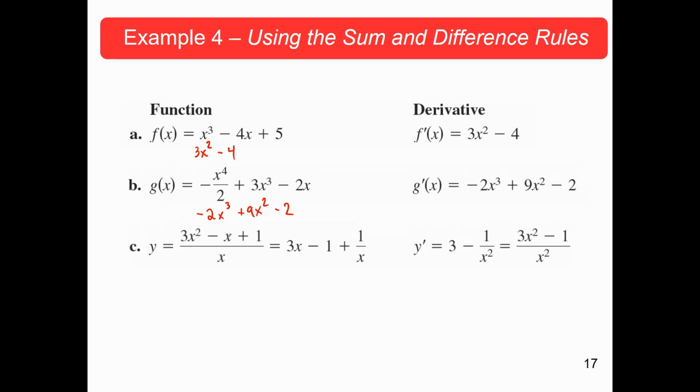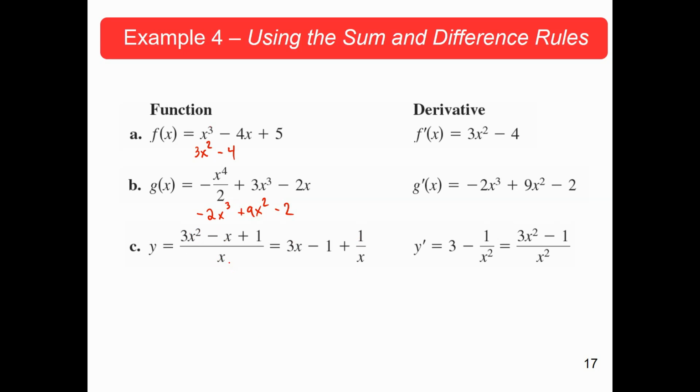Here we've got 3x squared minus x plus 1, all over x. Now, if you hadn't seen this piece right here, you might be like, I don't know, this is not anything we've seen before, right? This is actually a function divided by a function. We haven't done that. But notice that I can just take that, since this is a monomial. Anytime we have a polynomial divided by a monomial, I can just split it up into separate fractions.